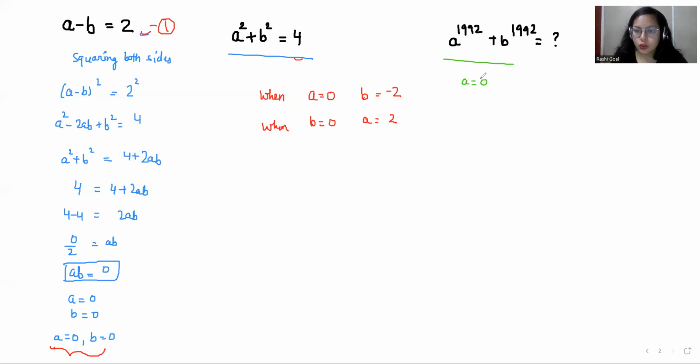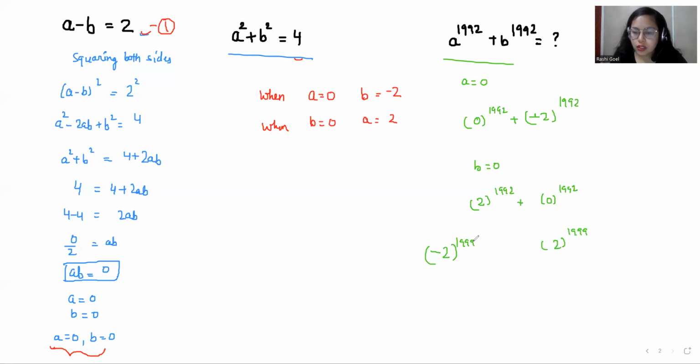So a is 0, that means 0 power 1992 plus b, minus 2 power 1992. Versus the second case, when b is equal to 0: so 2 power 1992 plus 0 power 1992. So overall we get minus 2 power 1992, and we have to check 2 power 1992.